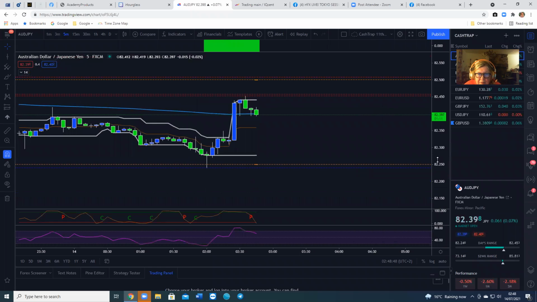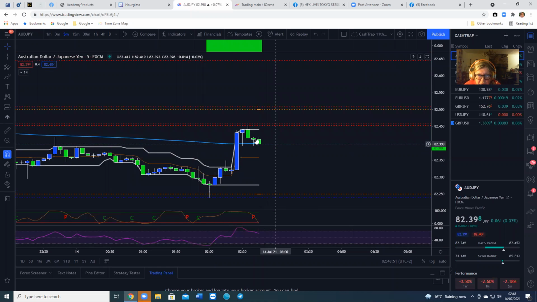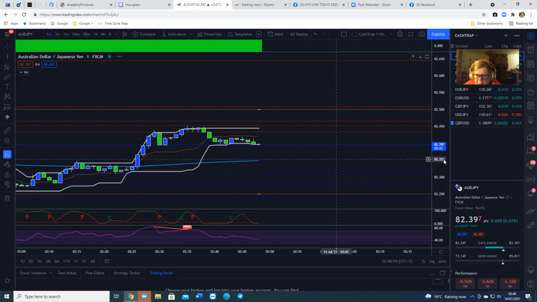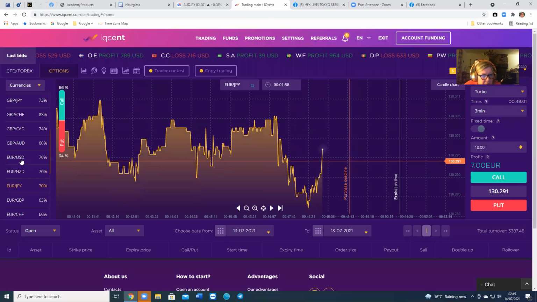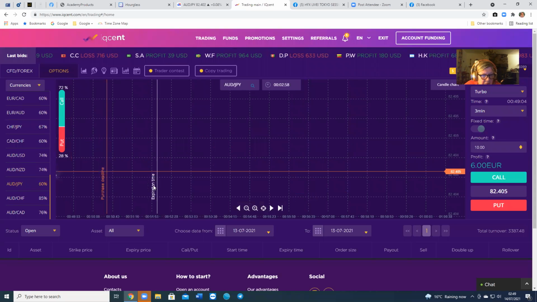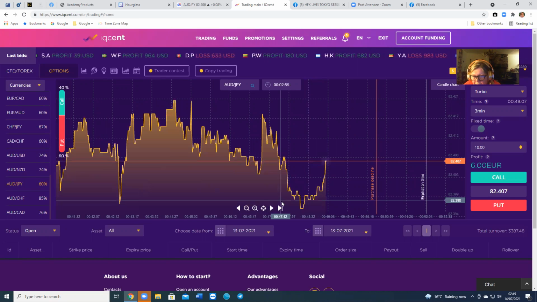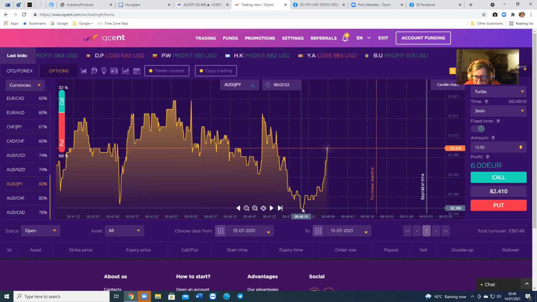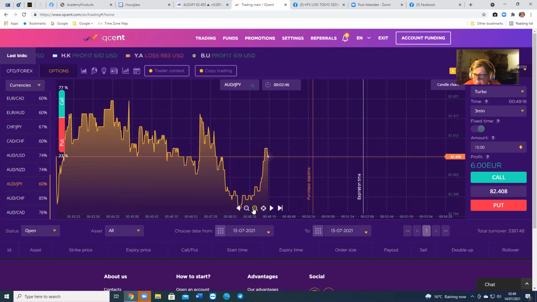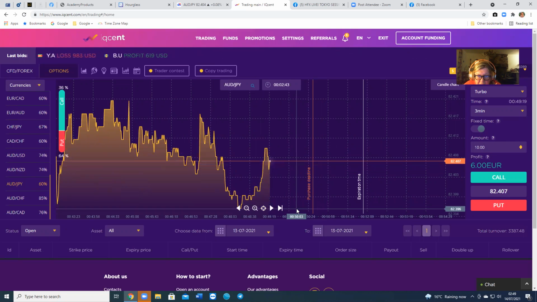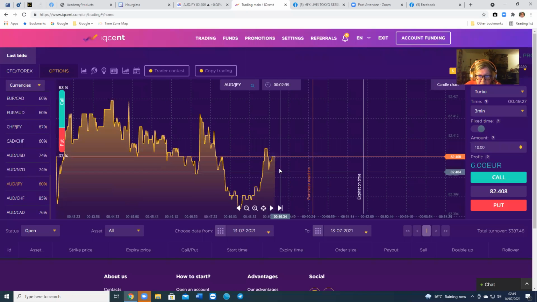AUD/JPY. There it is off that 200 moving average. So I'm liking the look of that at 39,400. Oh, it's only 60%. It just drives you nuts when it's doing that. There it is down at that level, 50. So if it came back down, I'd probably take it. It's got 30 seconds just to give us a little retrace back, but the payout's lousy.